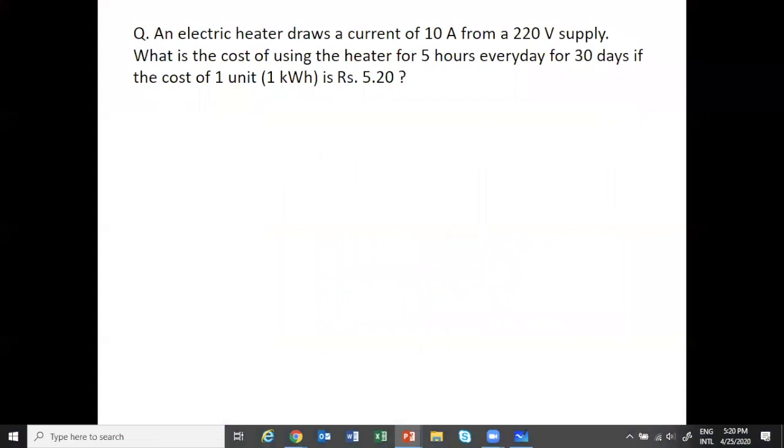We'll do one more question today. Now the question is: an electric heater draws a current of 10 ampere from 220 volts. What is the cost of using the heater for 5 hours every day for 30 days, if the cost of one unit is rupees 5.2? So calculate the cost. Now try to solve and give me the answer. I'll give you 4 minutes.